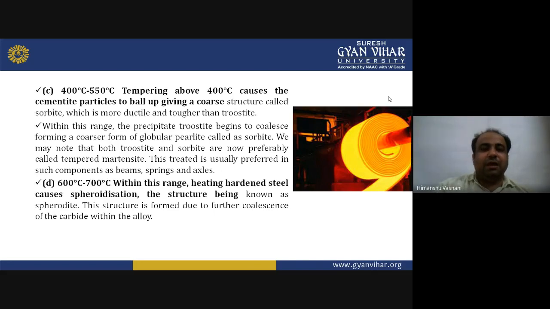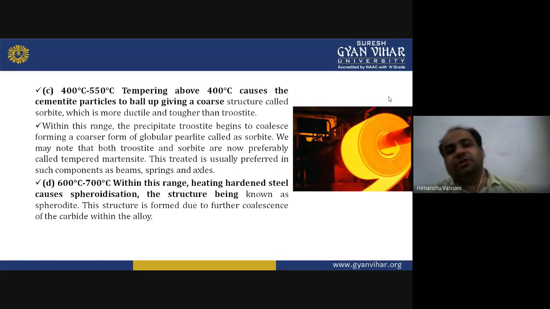Now 400 degrees centigrade to 550 degrees centigrade. Tempering above 400 degrees centigrade causes the cementite particles to ball up, giving a coarser structure called sorbite, which is more ductile and tougher than troostite. Now they are going with another structure that is named sorbite. It is a coarser structure than troostite.